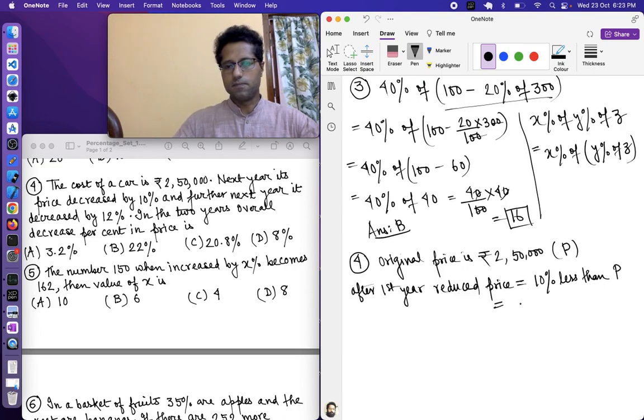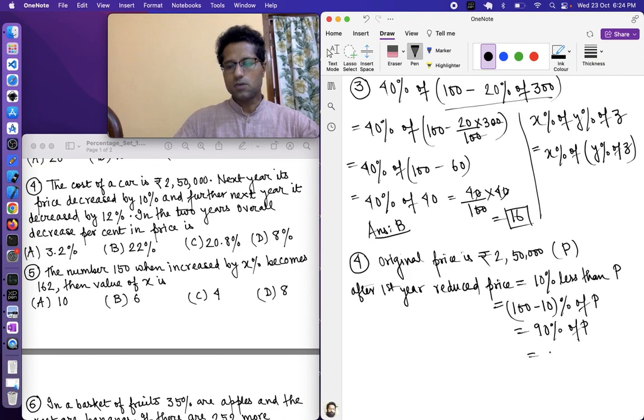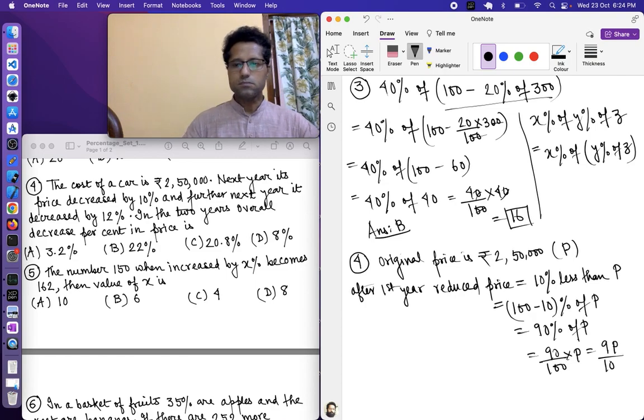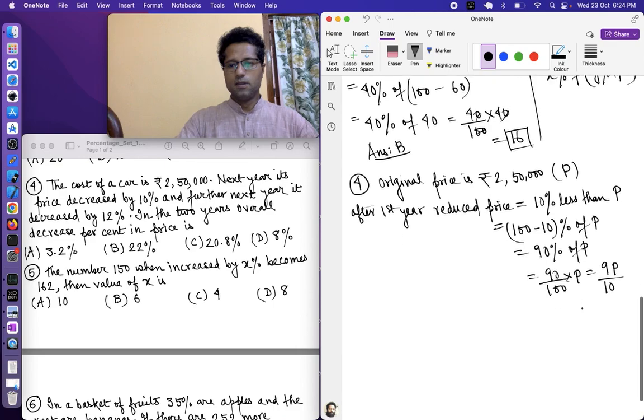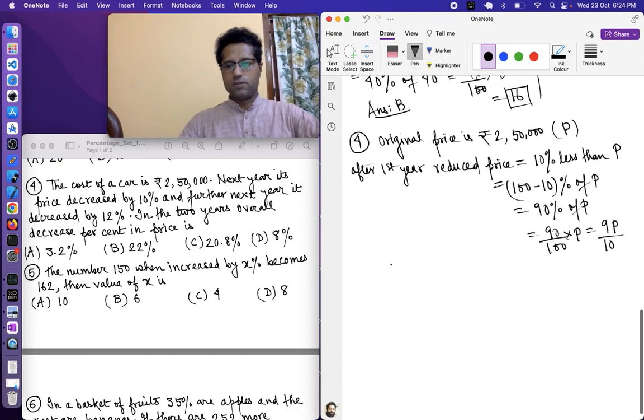Now what is 10% less than P? It is 100 minus 10% of P. This is 90% of P, and this is equal to 90 by 100 multiplied by P, which is equal to 9P by 10. So this is the reduced price after the first year, when there was a decrease of 10%. Now again at the end of the second year, the price was decreased by 12%, and this 12% decrease was based on the reduced price after the first year.